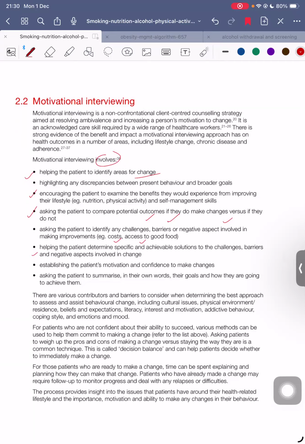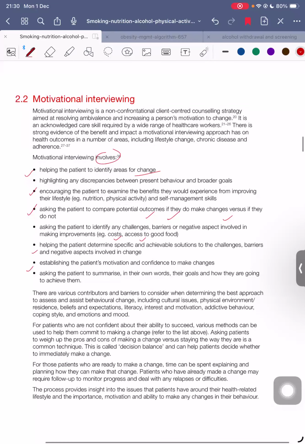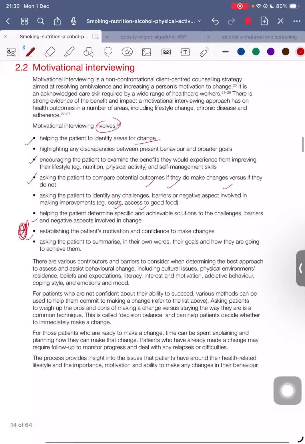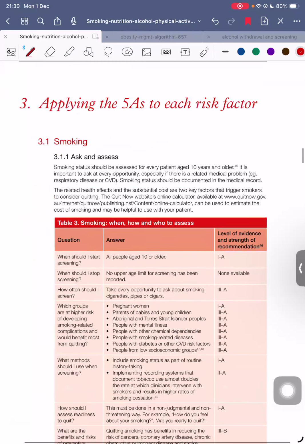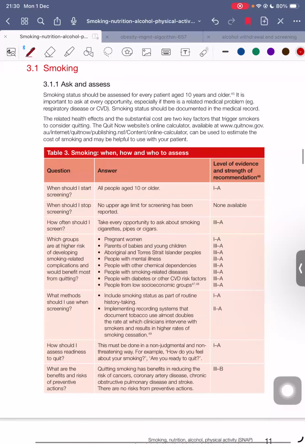Then establish the patient's motivation and confidence to make the change. We can motivate by explaining the benefits and comparing them. This is very motivational, right? The name also says motivational interviewing. Remember this one.